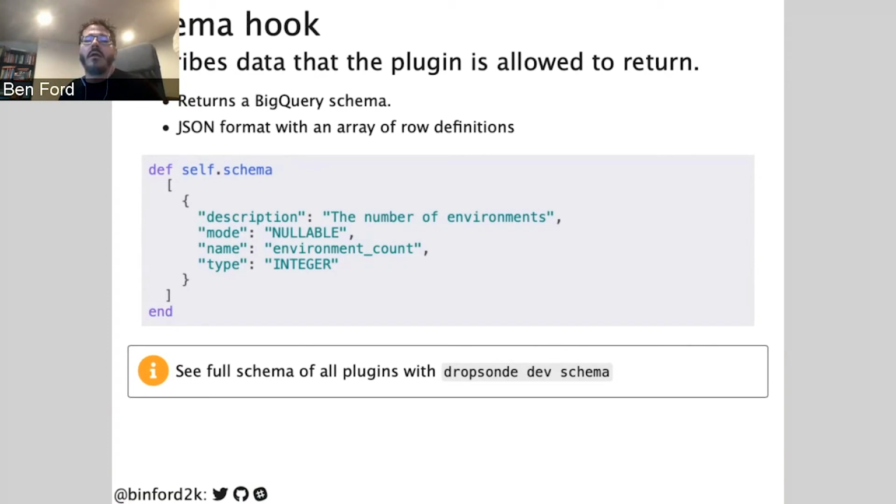So that schema hook describes the data your plugin is allowed to return. It returns a part of a BigQuery schema, which is basically just an array of rows. You'll see that that is a single item array here with a hash that describes what that row looks like. Now, you can return more metrics if you want, and you can return more complex items. There are examples in the code base right now. This is basically just the bare bones minimum, a single item, a single number. And if you run the tool, dropsonde dev schema, it will collect all these together and return the full complete schema of everything that the tool can generate, all the plugins together.